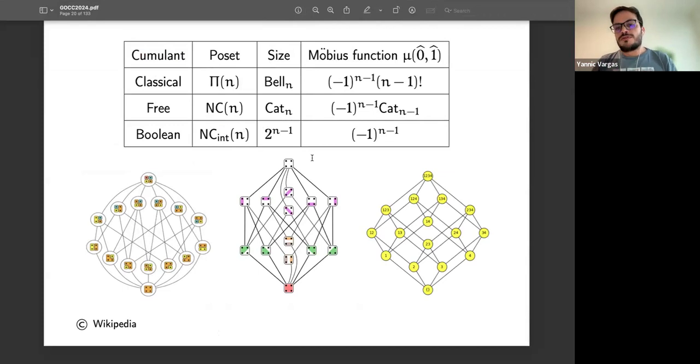And very interestingly, the Möbius function is also very nice combinatorially. For instance, on the poset of non-crossing partitions, Catalan appears from the size point of view, and also when you calculate the Möbius function. And those three posets are three very rich combinatorial objects that appear in the study of this free non-commutative probability theory.